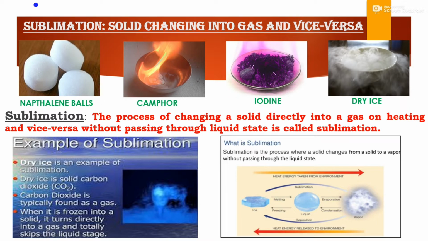So sublimation is a process where a solid changes into a vapor without passing through the liquid state, or a vapor changes into solid without passing through the liquid state. Examples of sublimation can be found in naphthalene balls, camphor, iodine, and dry ice. These are the substances in which sublimation occurs.